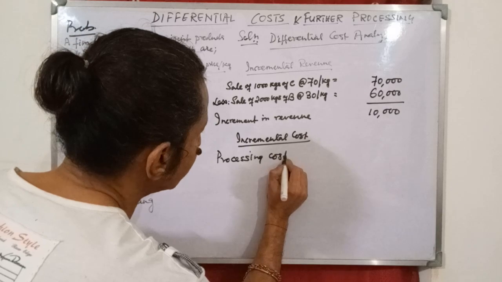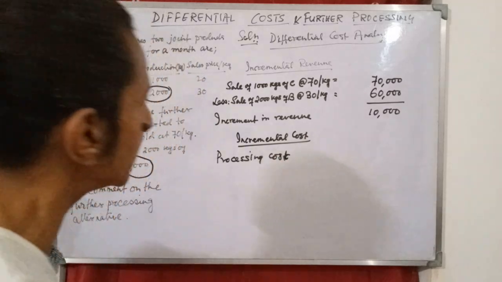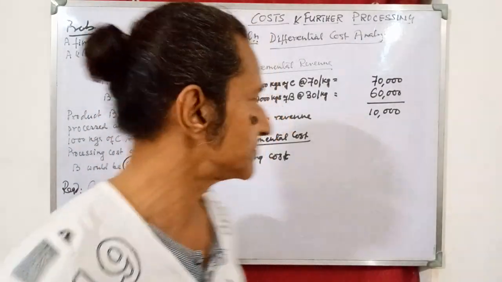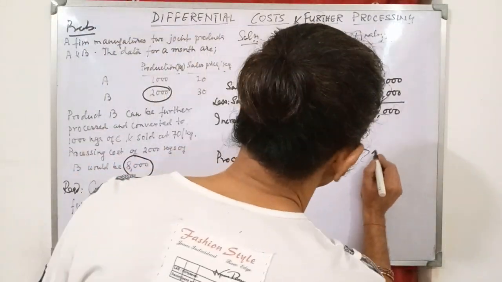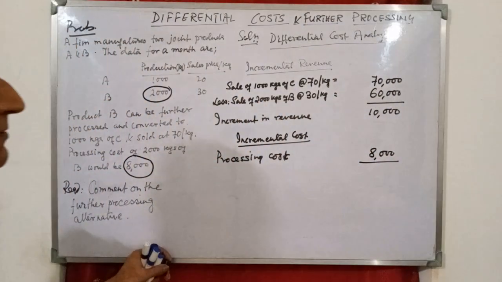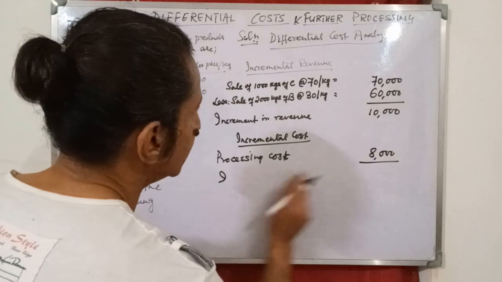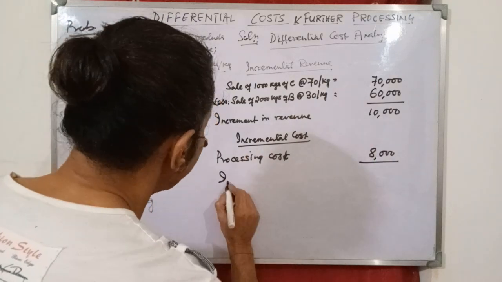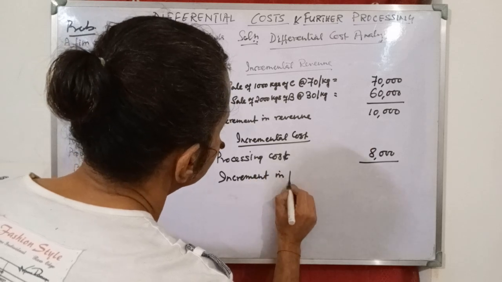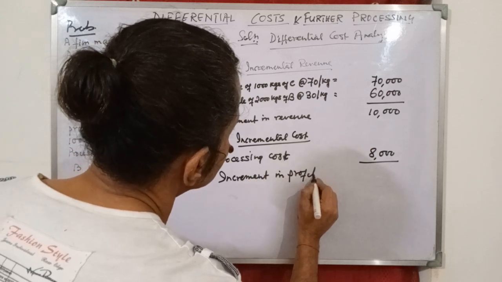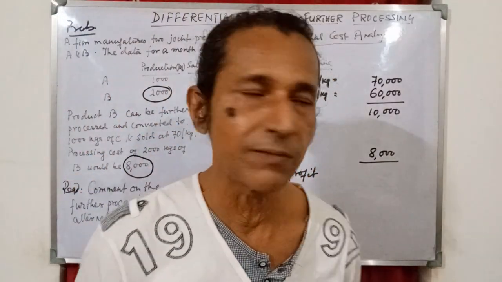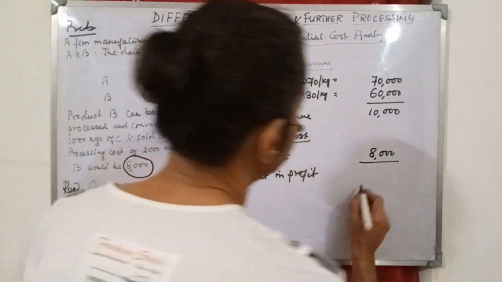All other earlier expenses incurred on product B will not come here because those are called sunk cost. So processing cost is 8,000. This is the only incremental cost. Then if you deduct 8,000 from 10,000, we get increment in profit. Incremental revenue minus incremental cost means incremental profit. That is 2000.